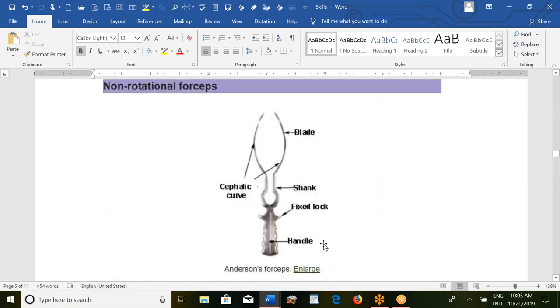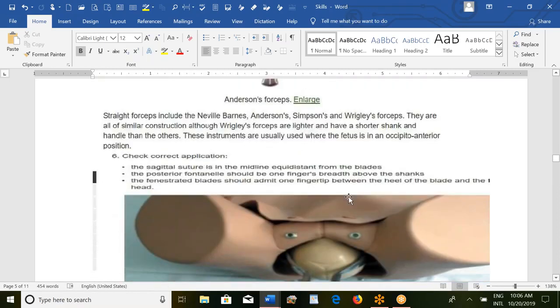If they ask you to describe the forceps, just tell them these are the blades, curves, this is the shank, this is the fixed block and this is the handle. If they ask which blade you will insert first, it is the left blade followed by the right one. Yes, that's correct.